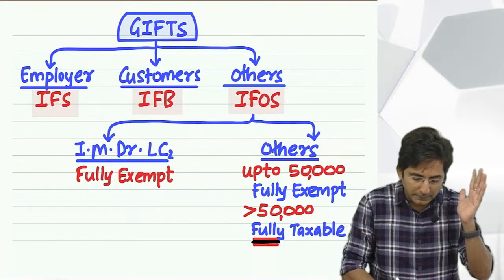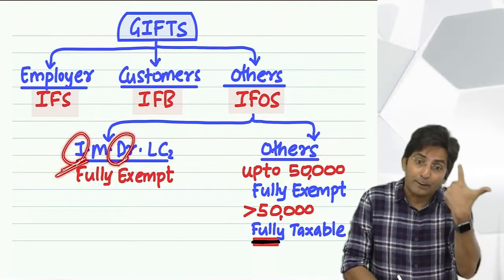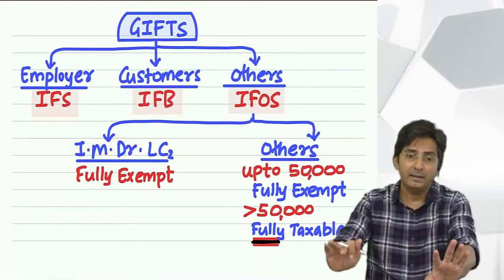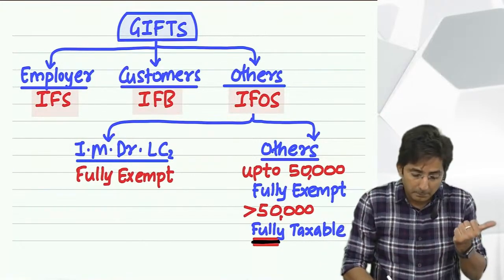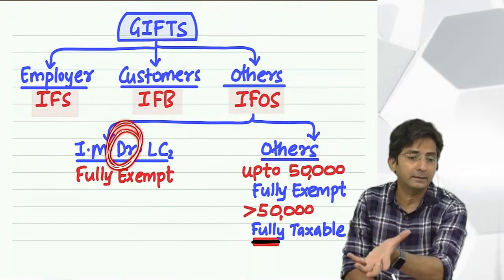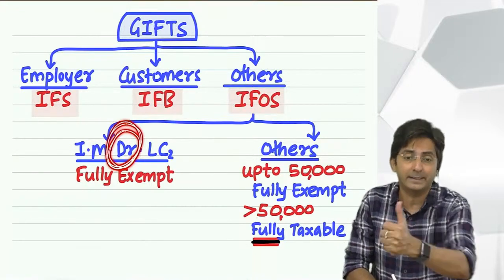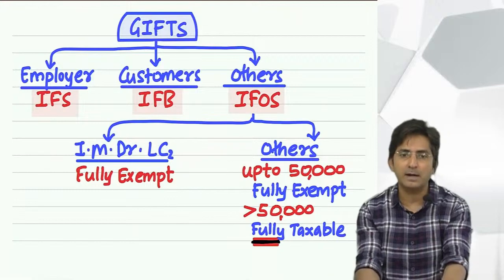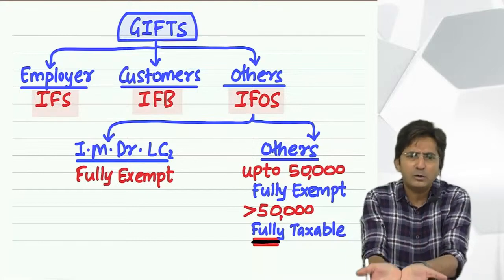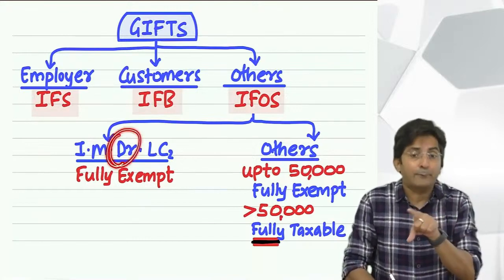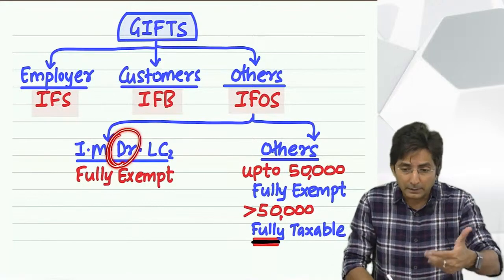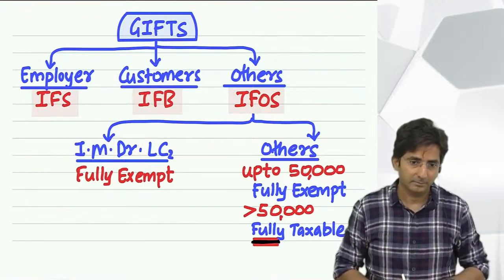Tell me, what is the difference between this I and D? Inheritance is after death. Inheritance and will happen after death: someone has died and after death you get something. But here, is it after death or before death? Before death, in contemplation of death. In contemplation means in expectation of death. Sometimes you know your days have come, because you have got such a big disease like cancer, and within some days you are going to die. So this gift is not after death. It is before death, in contemplation of death. Contemplating death means expecting death.